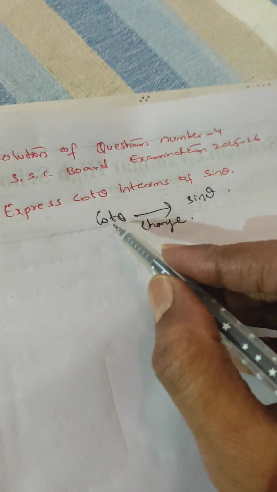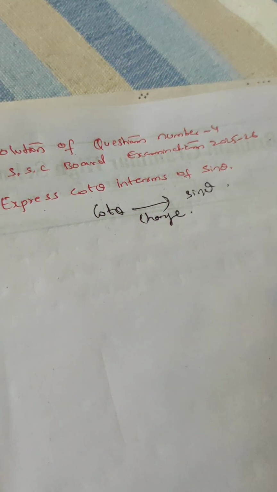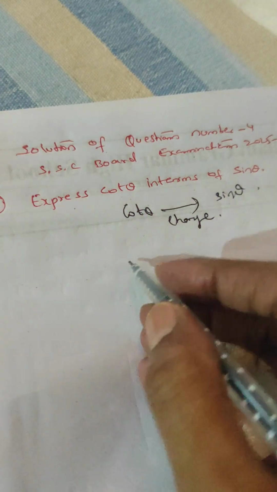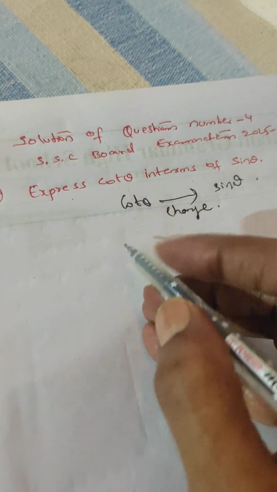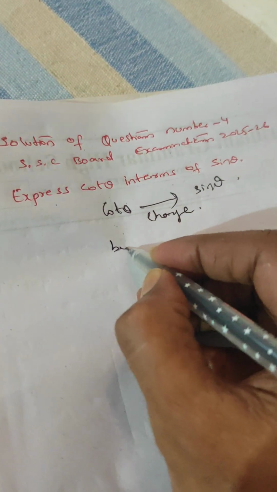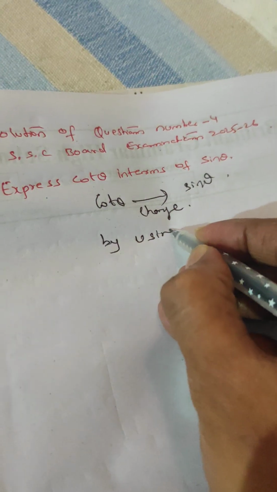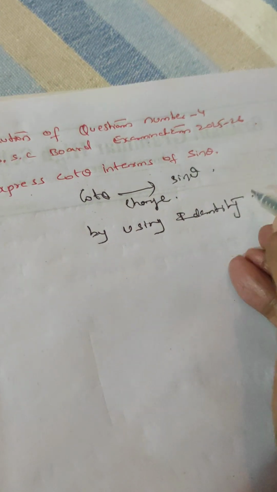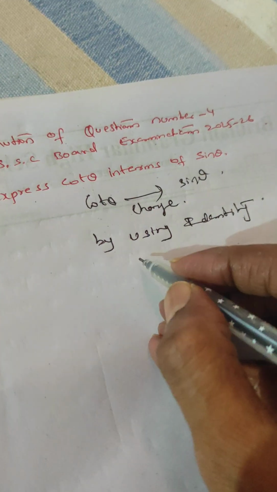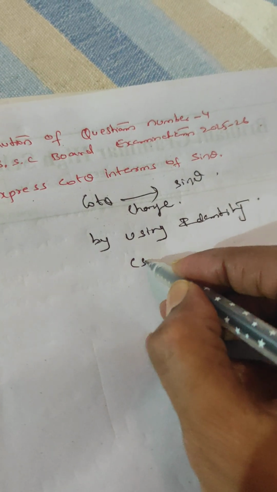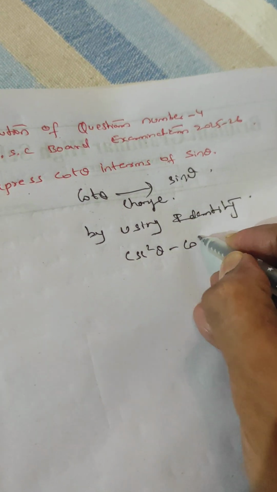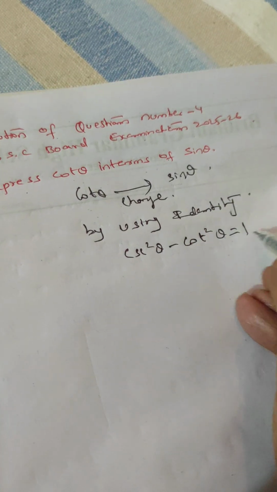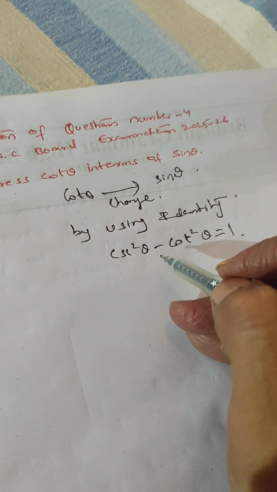As we are changing cot theta in terms of sin theta, we have one identity which depends on cot theta. By using the identity cosec square theta minus cot square theta equals 1. Why do we have to use this third identity only?